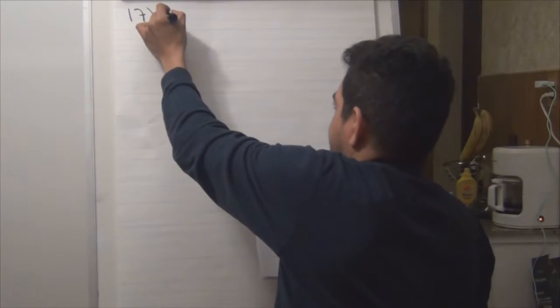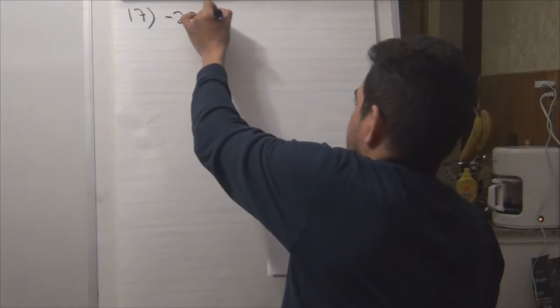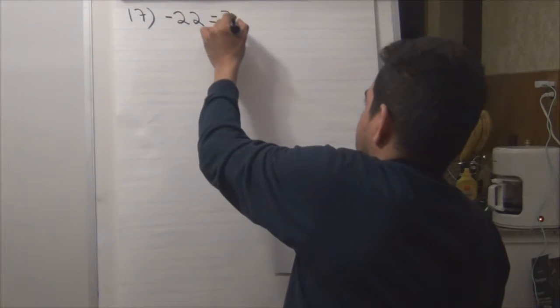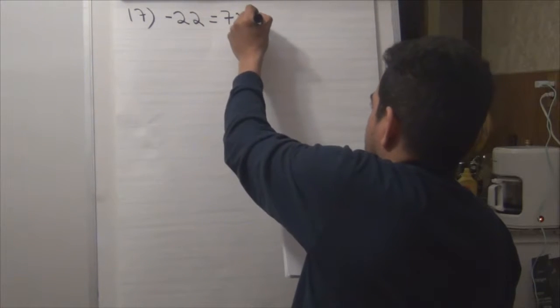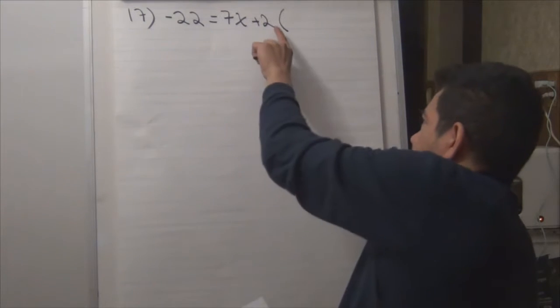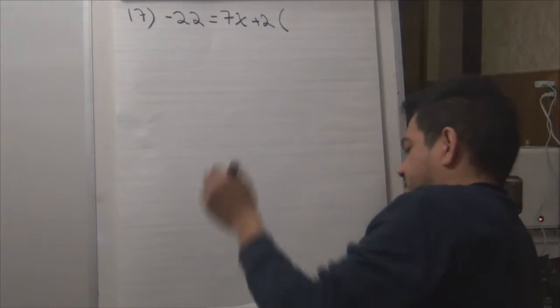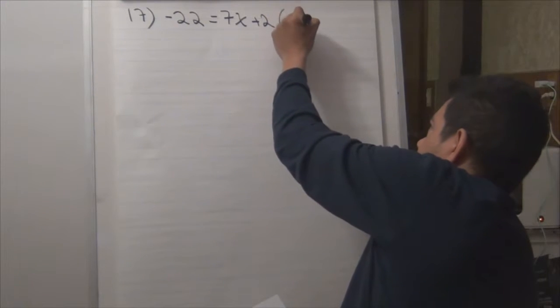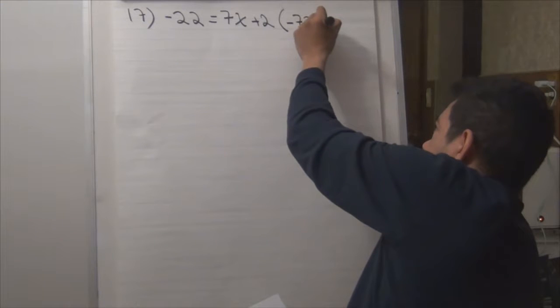Alright, so I have negative 22 equaling 7x plus 2 times, there is no plus or minus here, so it's times, 2 times negative 7x plus 10.